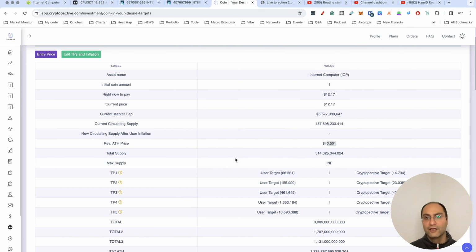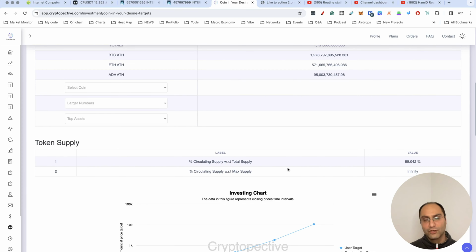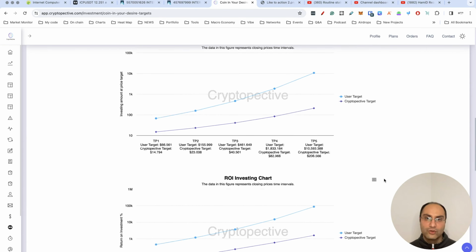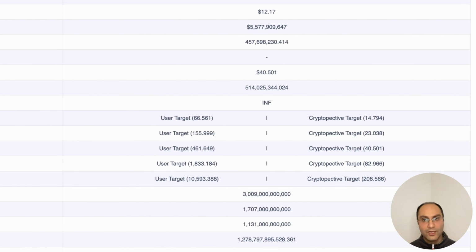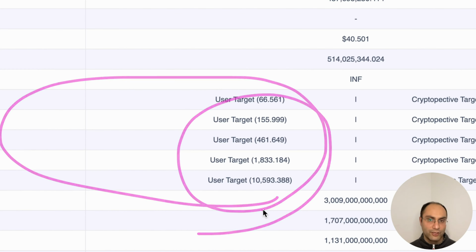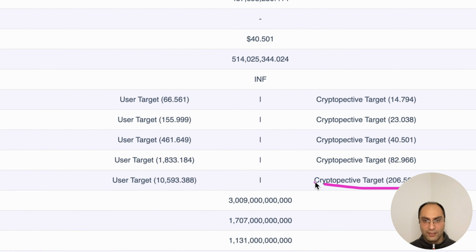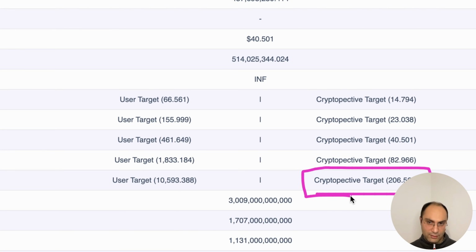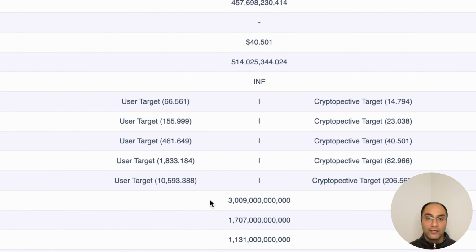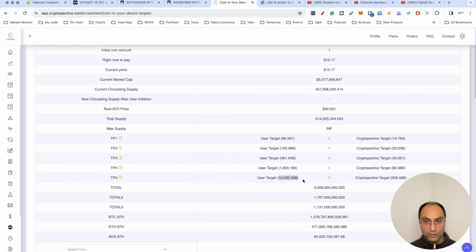The reason I'm talking about this is the huge amount of new circulating supply that will come. Just have a look at this chart: we can see two types of price prediction. The one which CryptoPective predicts for us, and the one which normal users are predicting. And there is a huge distance price-wise between these two. The maximum target here is $206, and here we can see $10,593. But is it really possible to reach this 10,000?